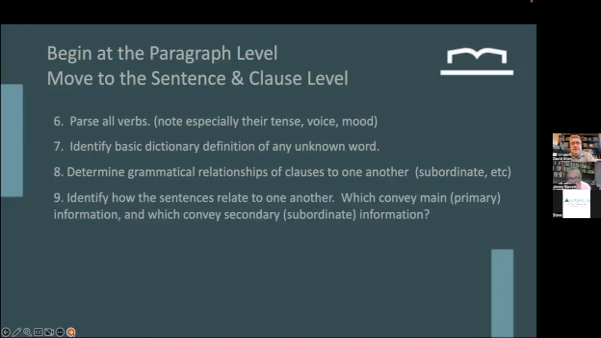All right, now then you're ready to say, okay, well, how do the sentences relate to one another then? Which convey main, primary information, which convey secondary information. All right, now remember that we said Hebrews 12:1-2 is a single sentence in the Greek New Testament. Sometimes it's rendered as 2 sentences in an English translation, but it's actually one sentence. And then verse 3 is sentence number 2 in your paragraph. Remember that verse 3 says, "For consider him who endured such hostility against sinners, against himself, so that you will not grow weary and lose heart."